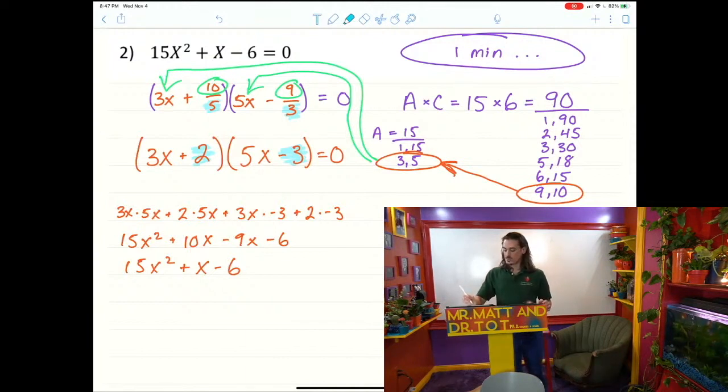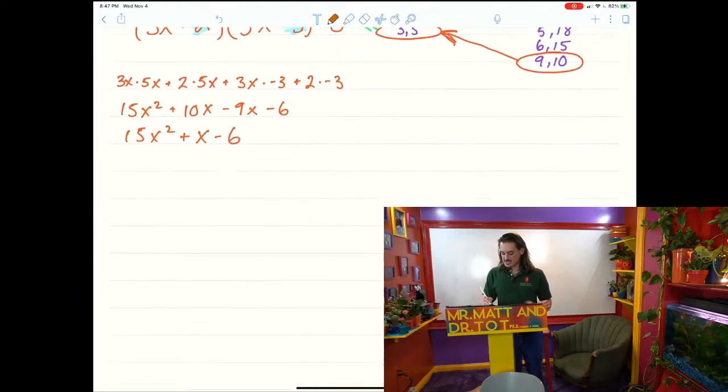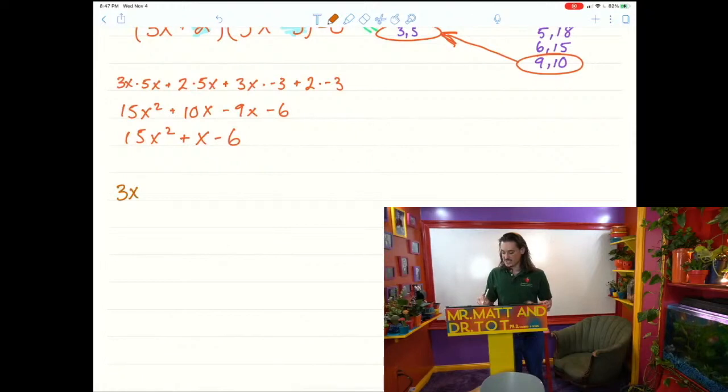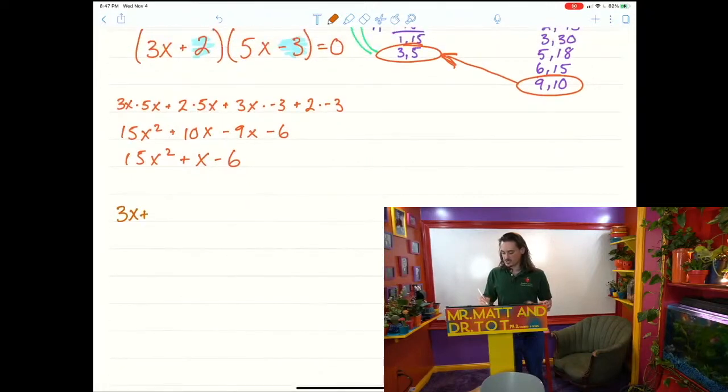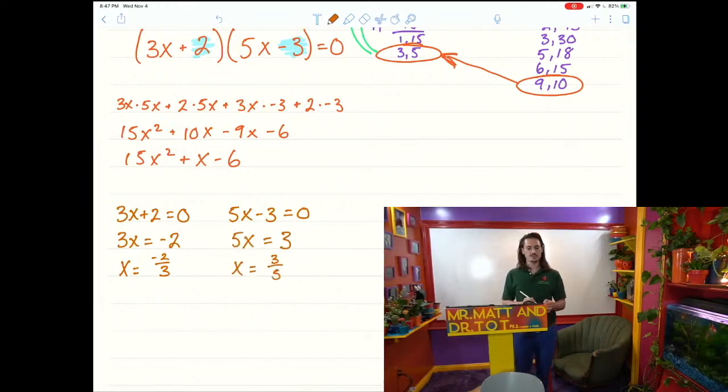If we were asked to solve here, we could do so by just setting them equal to 0 because the whole thing is equal to 0. So I could say 3x plus 2 is equal to 0 and 5x minus 3 is equal to 0. So subtracting 2, I would get 3x is equal to negative 2. And then I could divide by 3 to find x is equal to negative 2/3. Or I could add 3 on both sides to find 5x is equal to positive 3. And then divide by 5 to find x to be equal to 3/5.